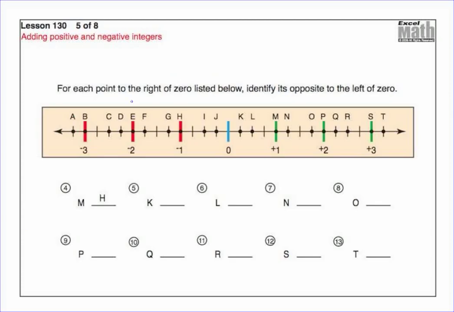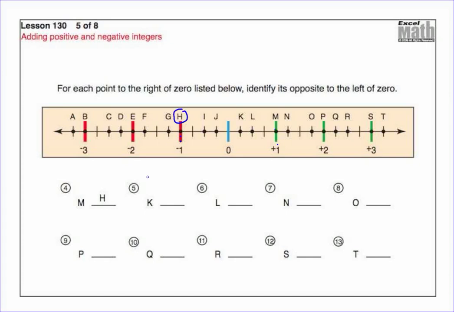It says for each point to the right of 0 listed below, identify its opposite to the left of 0. So m is right here. That's at positive 1. The opposite of that would be negative 1. So they put h right here for negative 1.